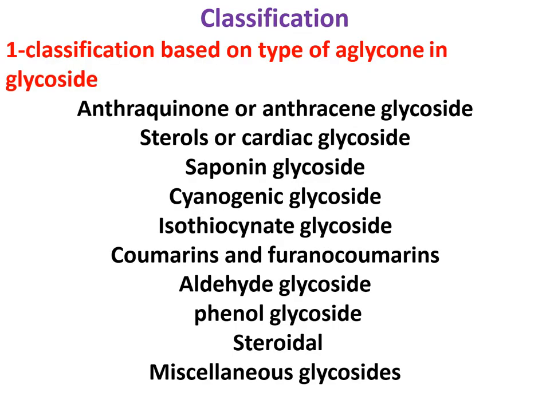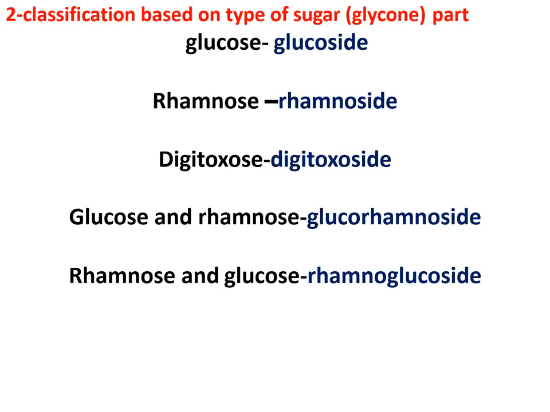Then classification based on the type of aglycon in glycosides. The aglycon part is more medicinally valuable, and the aglycon part decides the classification of the glycosides. Like if the aglycon part contains an anthracene molecule, that is anthraquinone glycoside. Then if a steroidal moiety is there as aglycon, it comes under cardiac glycoside. Then saponin glycoside, cyanogenetic glycoside, isothiocyanate glycosides, coumarins and furanocoumarins, aldehyde glycoside, phenol glycoside, steroidal and miscellaneous glycosides. And mostly the glycon part present is glucose, as a glucoside.